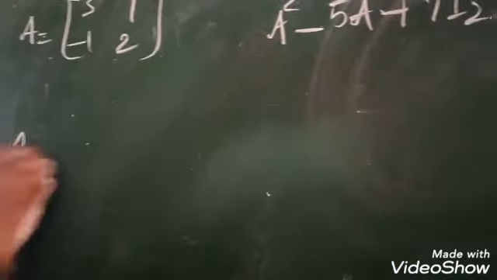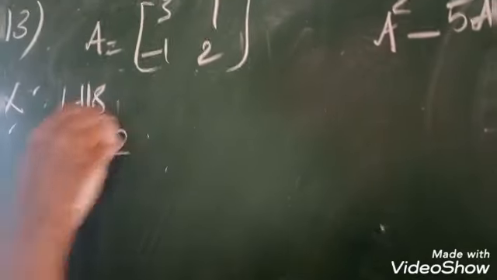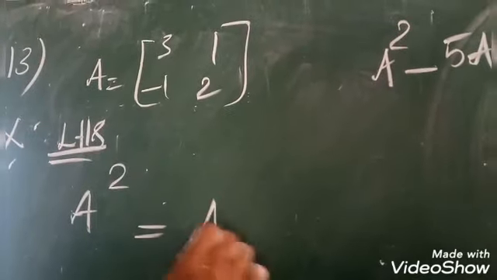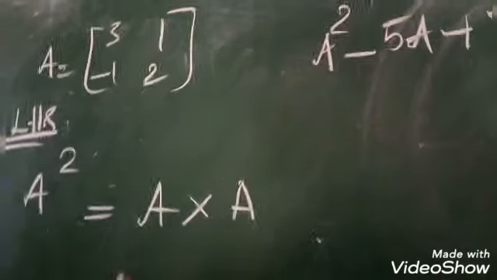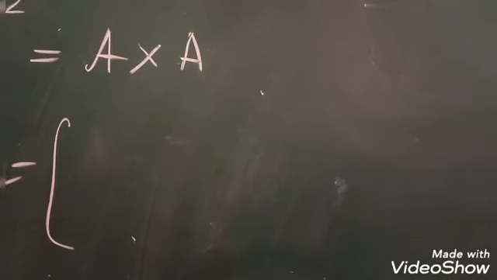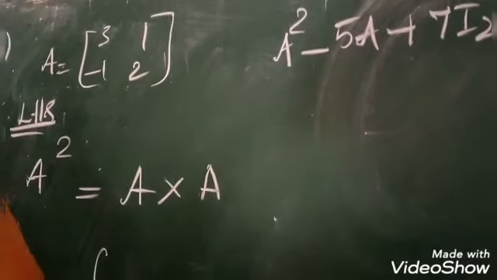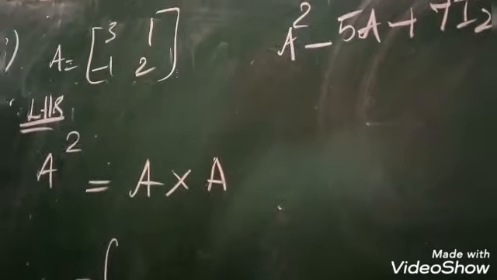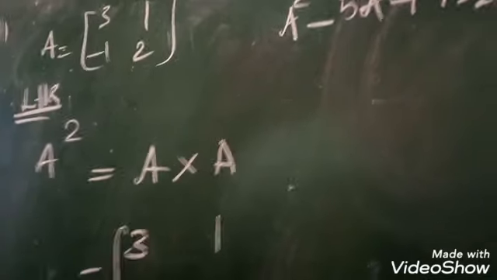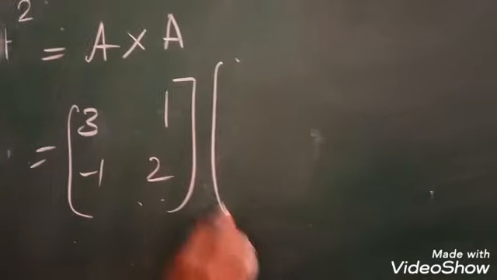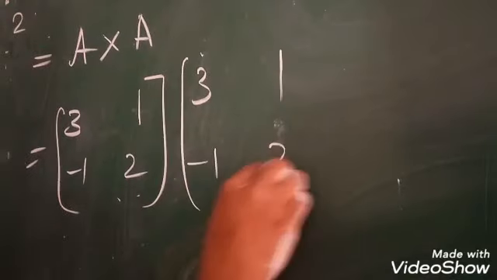Yes, first we want to find out A squared in the LHS. A cross A. Okay. I am saying this A squared means A and A. You should not square the elements. Okay. 3, then 1, minus 1, 2. Then A also 3, 1, minus 1, 2.